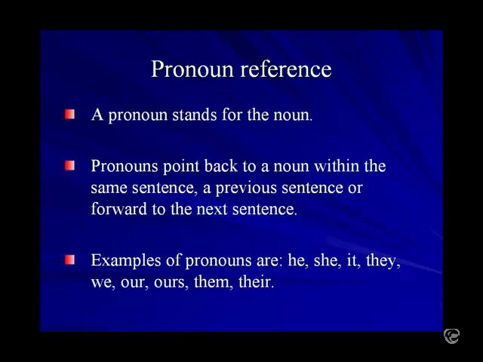Now, pronoun reference, you recall the definition, is that a pronoun stands for a noun. Pronouns point back to a noun within the same sentence, a previous sentence, or forward to the next sentence. Examples of pronouns are he, she, it, they, we, are, ours, them, their, just to name a few.